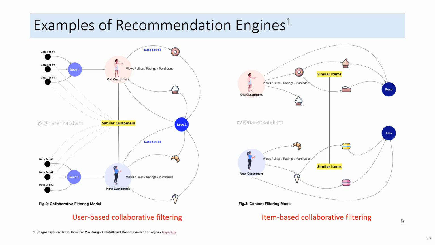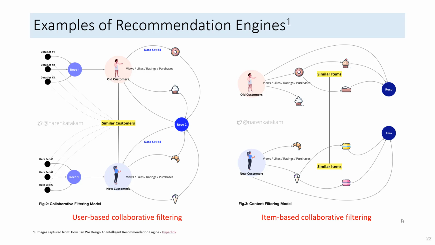Here's a picture of what that looks like. On the left-hand side, you see the user-based collaborative filtering. You take old customers and the recommendations you've made to them, and you compare customers that are very similar to that customer, and we'll talk about why they're similar. And as a result of their similarity, you can make a recommendation that's based on the similarities. The old customer liked this, so the new customer will probably like it because they're very similar.